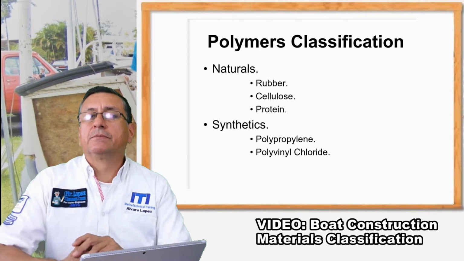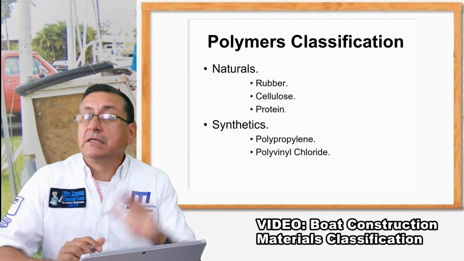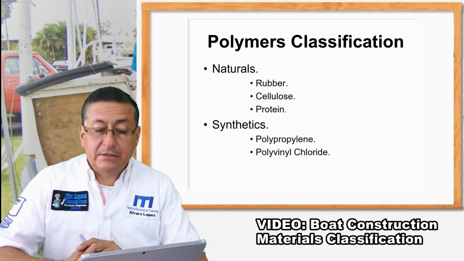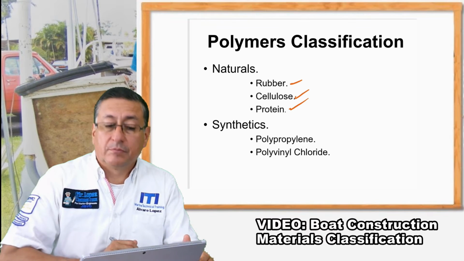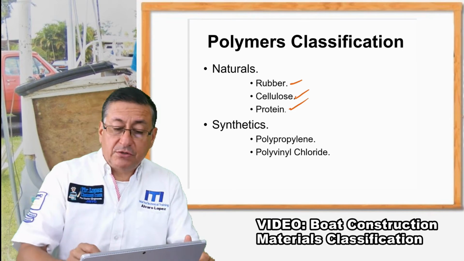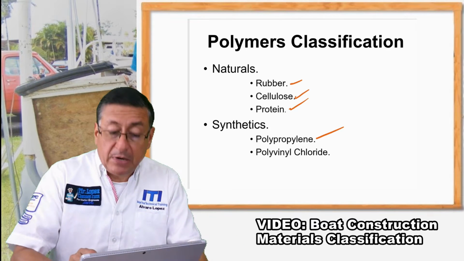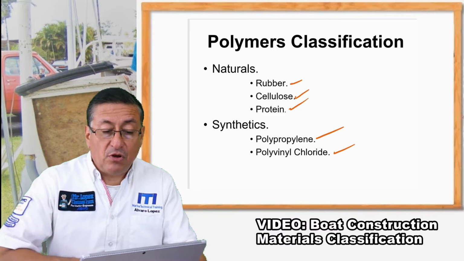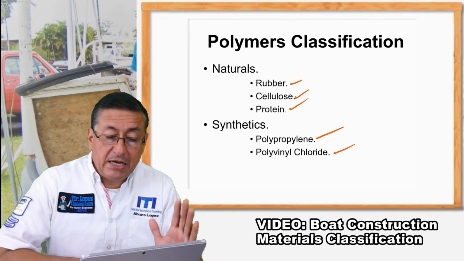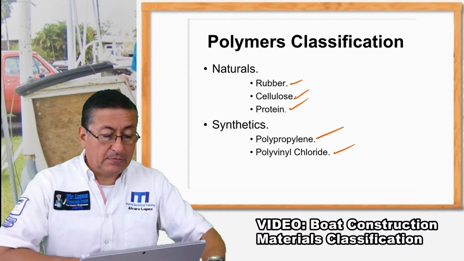Classification of polymers. The polymers are classified as natural and synthetic. In natural polymers we have great examples: rubber, cellulose, and proteins. In synthetic polymers we have examples: polypropylene and polyvinyl. Those are great examples of synthetic polymers, naturals and synthetics.